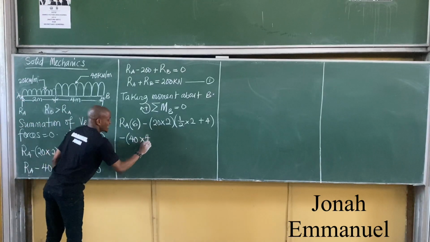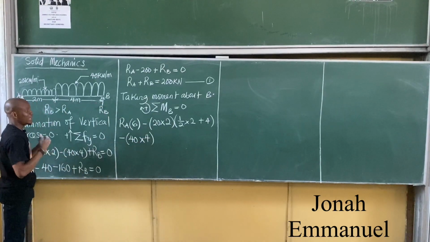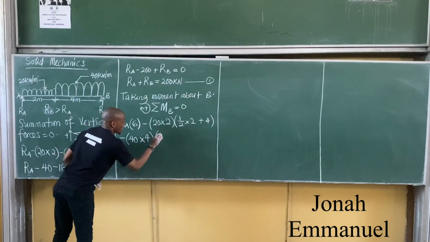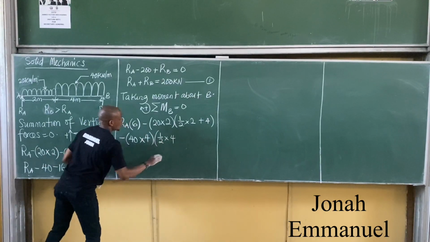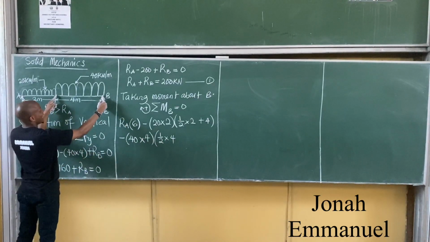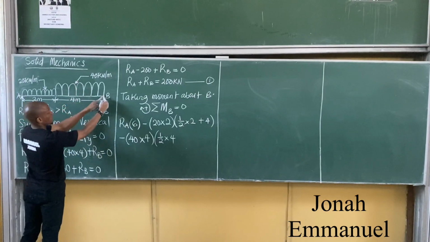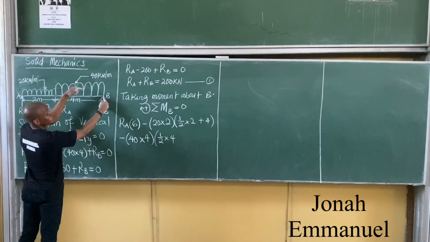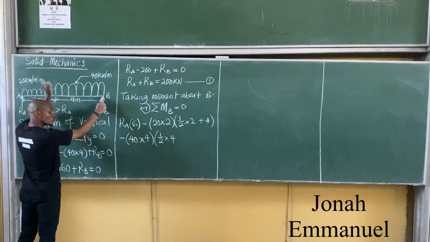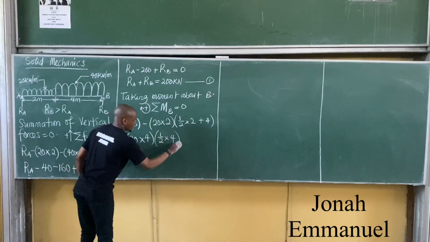Times 4. Here's my force. Now get distance. Distance becomes half of 4. Look at this. If here is 4, half of 4 becomes from here to this point. Am I adding an extra length? No, I'm not adding, stop there. So this is equal to.